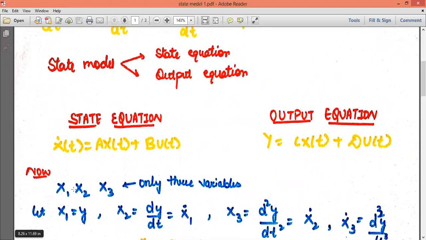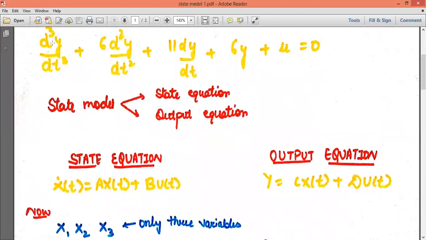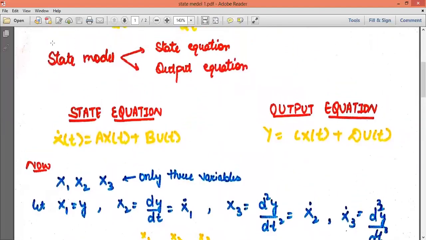We find the state equation by using the differential method. Here, see the question: the highest power is 3. So the highest power of the differential equation is 3, and we require a total of 3 variables, which are x1, x2 and x3. That's why we have written only 3 variables. So let x1 equal y, therefore x2 is the differentiation of y, which is dy by dt. We are differentiating with respect to time.